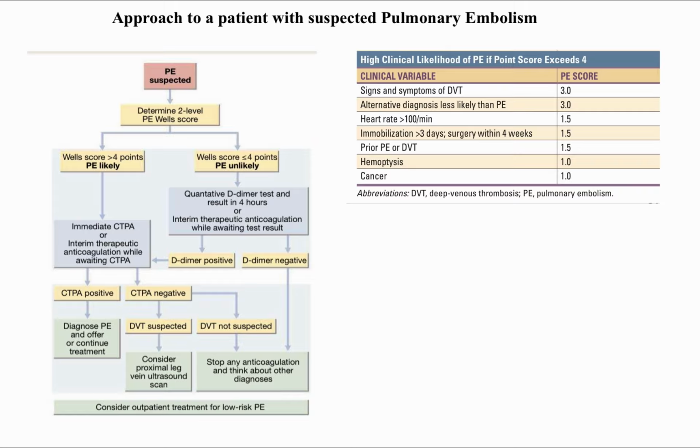So first of all, if we are suspecting a pulmonary embolism in a patient, we have to start from a scoring which is known as the pulmonary embolism score, or also known as the Wells score. Now the Wells score is given in this table. It has 7 points. We can remember them with the mnemonic SHIT, MH.